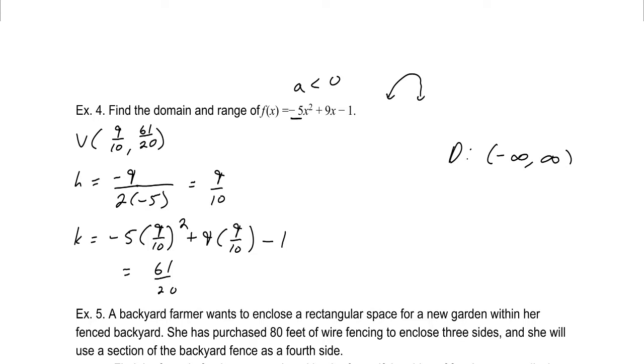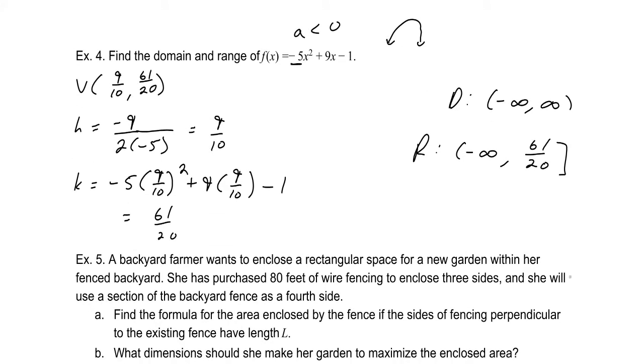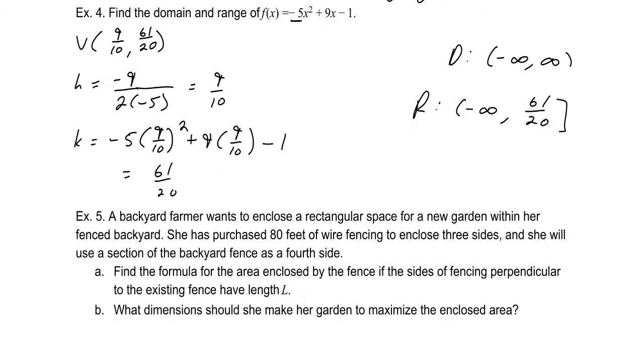Now, because our graph opens down, our range begins at negative infinity, and it continues to 61 over 20. And that would be our range, which is what we're looking for. So our domain and range are based entirely on the vertex. Keep that connection in mind. All these things are related in some way, form, or shape.